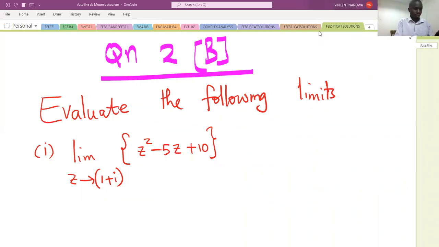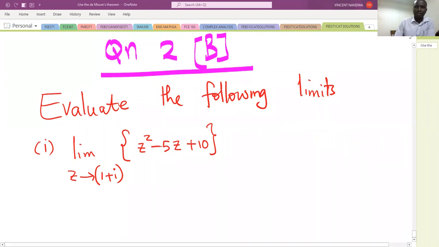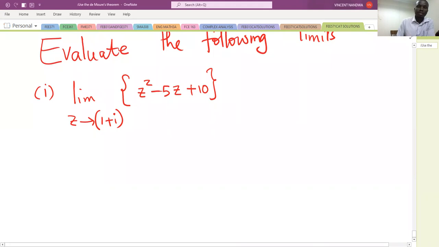Welcome to this session. Here we discuss the problems on limits. So the first problem was to evaluate the limit of z squared minus 5z plus 10 as z approaches 1 plus i. Now this being a polynomial, we'll just use direct substitution to work out the limit.